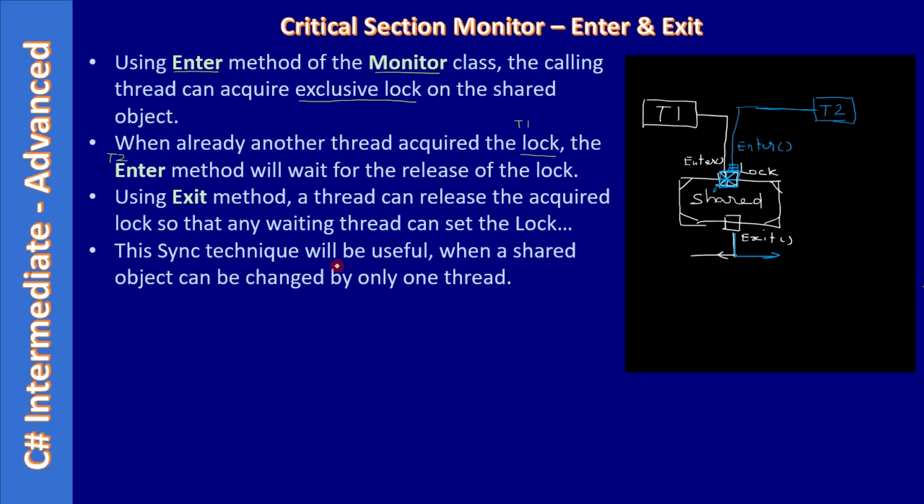This synchronization technique is useful when a shared object can be changed or invoked by only one thread. In this scenario, T1 acquired the lock using the Enter method and it will access the shared resource, or even change it. It can do read and write operations on this shared object. So only one thread can use it, and if another thread comes, it will wait when it tries to acquire the lock by calling the Enter method. The Enter method will acquire the lock and the Exit method will release it. When you are acquiring the lock, the object should not be locked previously, so it will be in the released state so that the Enter method can lock the resource and get inside.